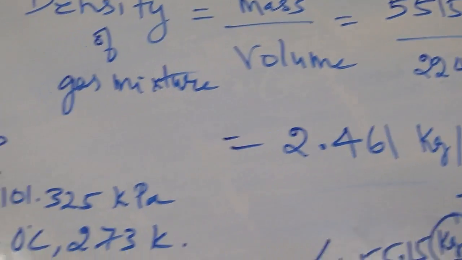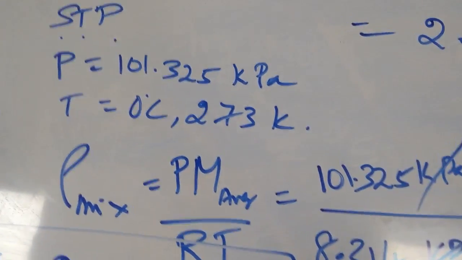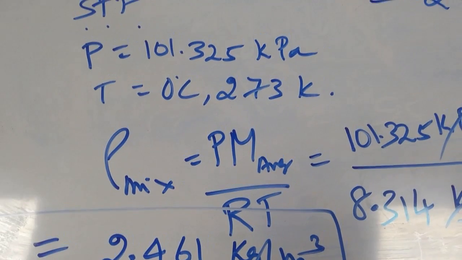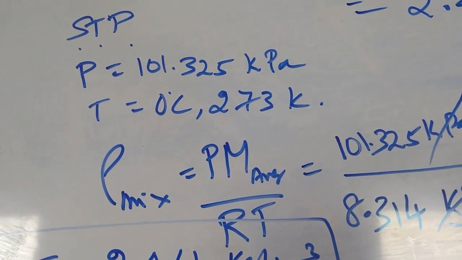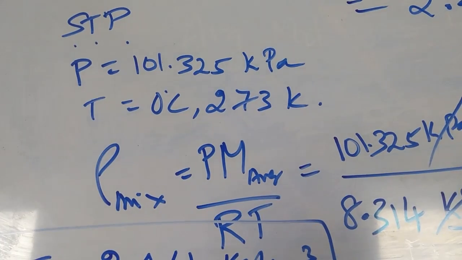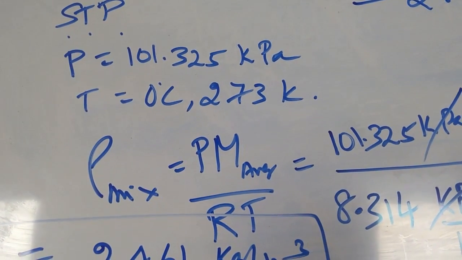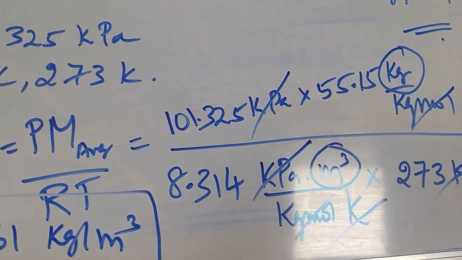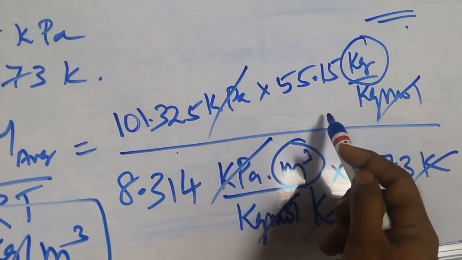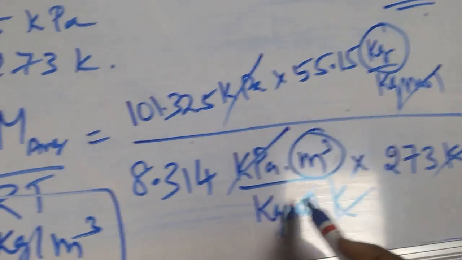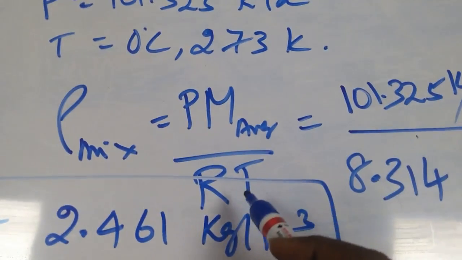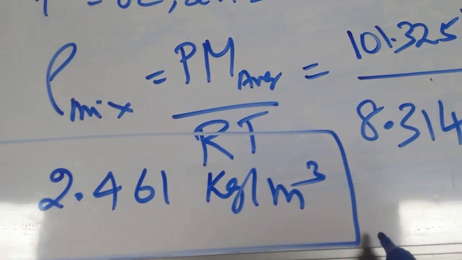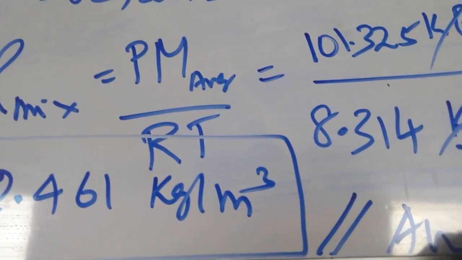And another way of determining the density is, at standard conditions, density of gas mixture is PM by RT. STP conditions are mentioned in the problem. P is 101.325 kilopascal, temperature is 273 Kelvin. M average determined is 55.15. So substituting the values of pressure, average molecular weight, R value and temperature in PM by RT, we get the density of the mixture as 2.461 kg per meter cube. So that is our answer. Okay.